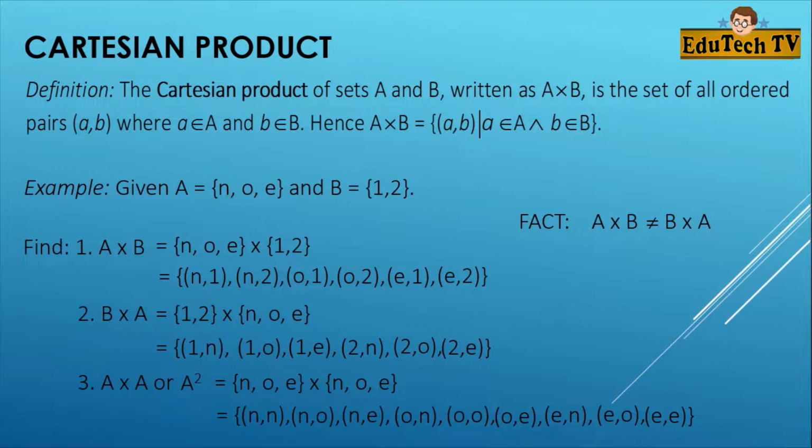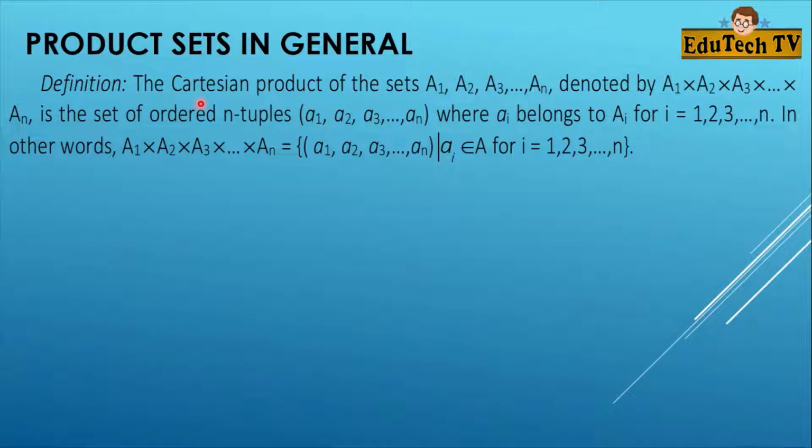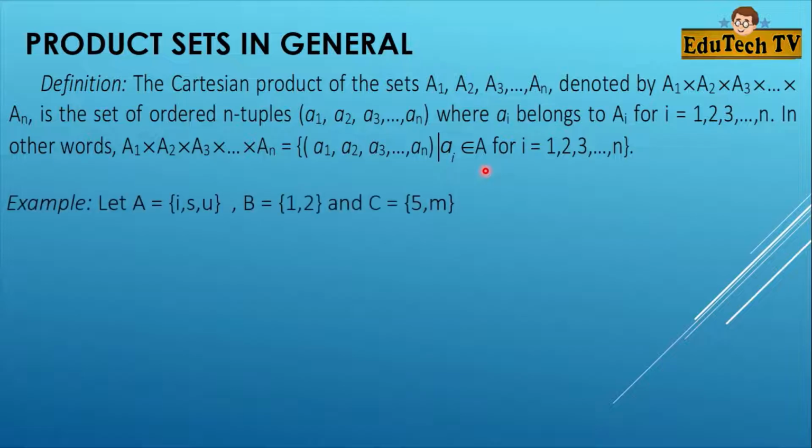How about if we have more than two sets? So we're going to use the product sets in general. By definition, the Cartesian product of the given sets, okay, and then we'll have this notation. For you to understand this, let's have this example. Let set A equal I, S, U, set B equal 1, 2, set C equal 5, M. Then we're going to find A times B times C.